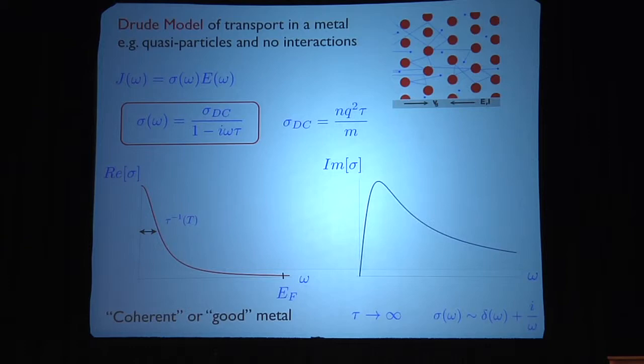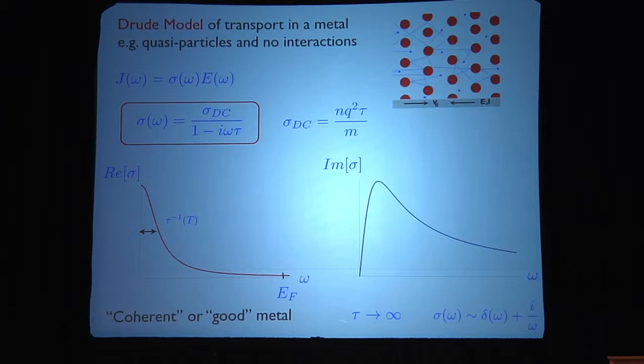So I'm going to call, in this talk, these systems coherent or good metals. They have this nice coherent Drude peak. And the important thing, not just in a billiard ball context, but in the context of Fermi liquids, is that there's a separation of scales between this inverse scattering time scale and the Fermi energy. So one can make this more sophisticated than Paul Drude did in 1900. So that's a description of a coherent Fermi liquid.